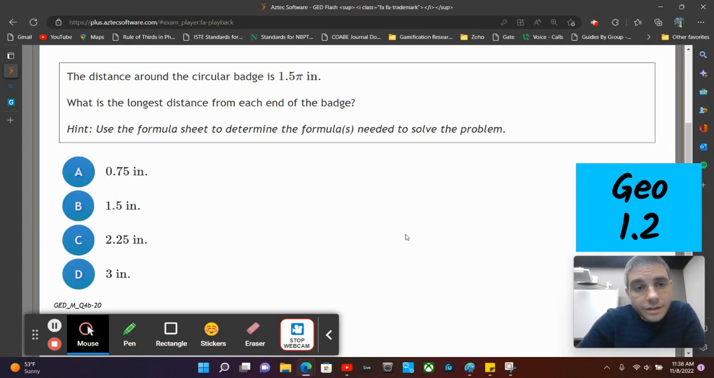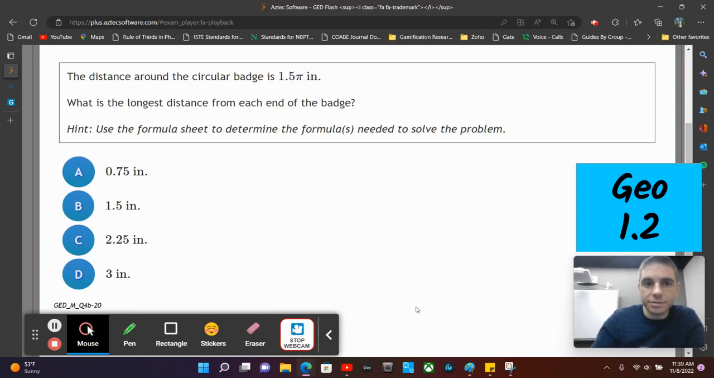The distance around the circular badge is 1.5 pi inches. What is the longest distance from each end of the badge? So this is a geometry question, and it's describing the shape as circular, so that means we are working with a circle. It is talking about the distance around a circle, not the area within the inside of it. So what they're referring to here would be kind of like the perimeter of the circle.